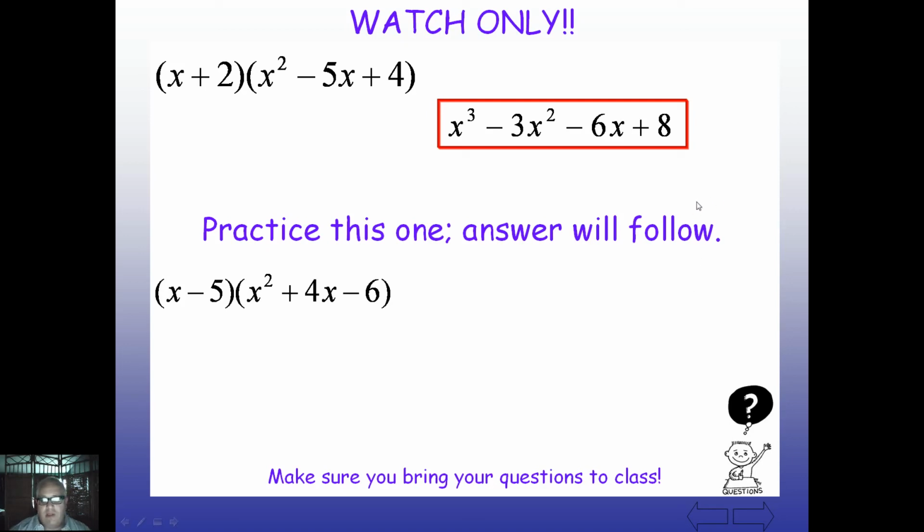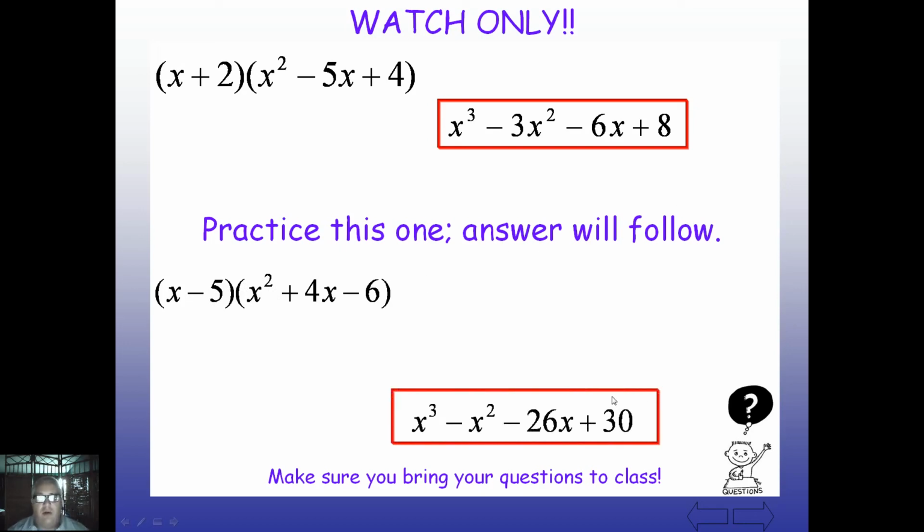All right, very good. Let's see how you did here with your 2 by 3 box. We know we're going to have an x cubed. Looks like we're going to have some kind of positive 30 at the end. And there's your complete polynomial, x cubed minus x squared minus 26x plus 30. All right. Again, go back and double check if you got something wrong. Maybe you redo it. Try it again. Bring your question to class if not.